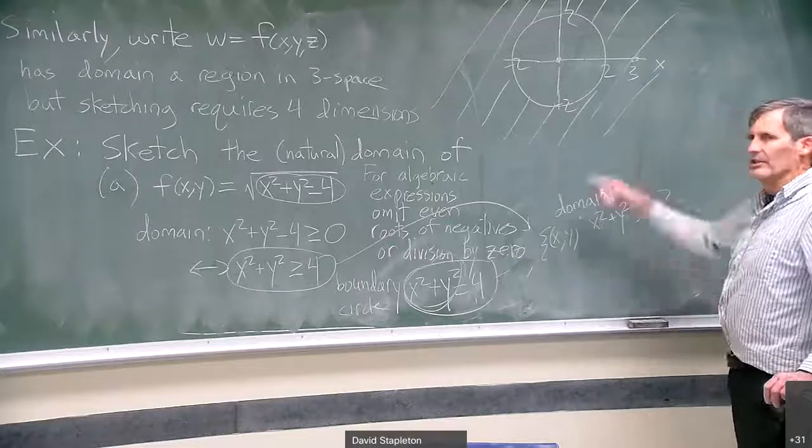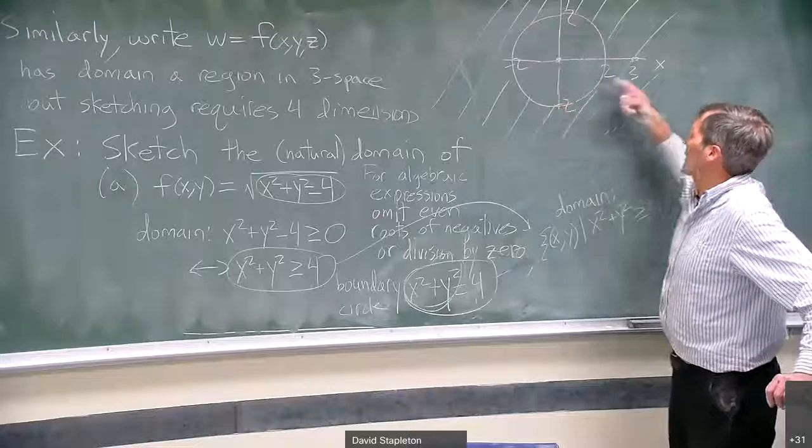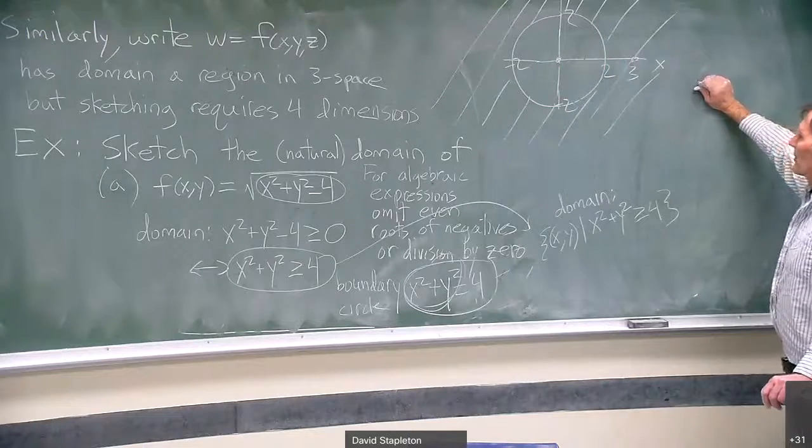But I kind of like to sketch these. It gives you a lot better feel. It's all points on or outside the circle of radius 2 with the origin. So this is a sketch answer.